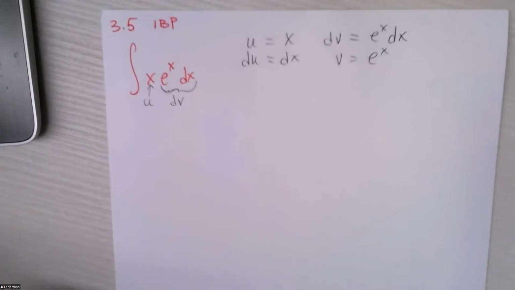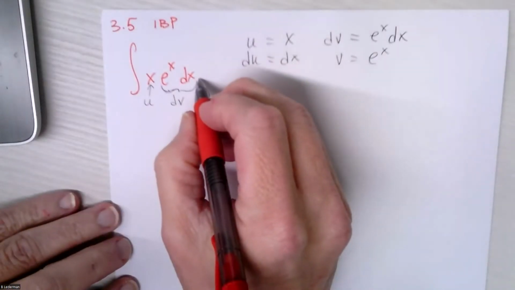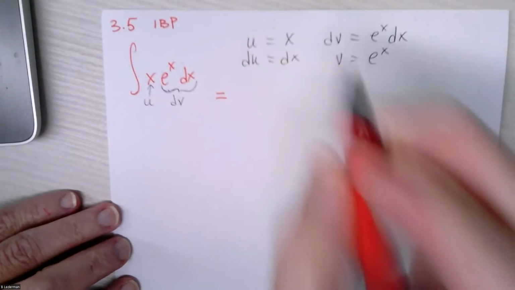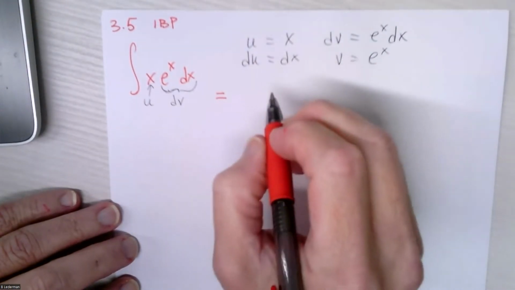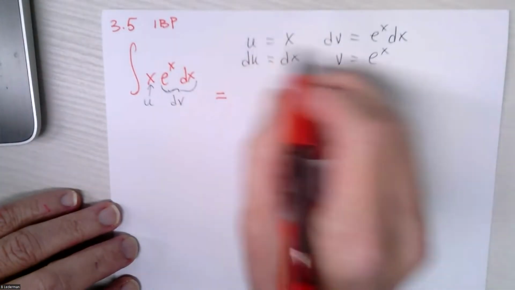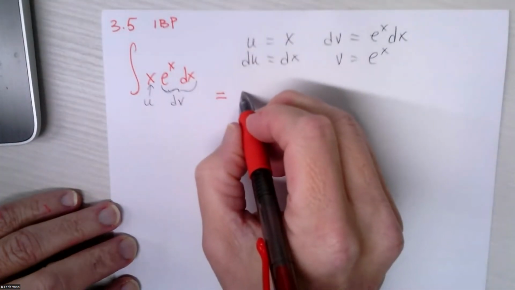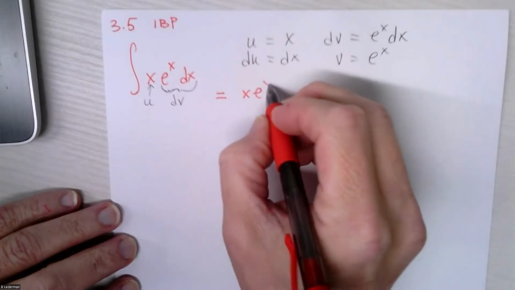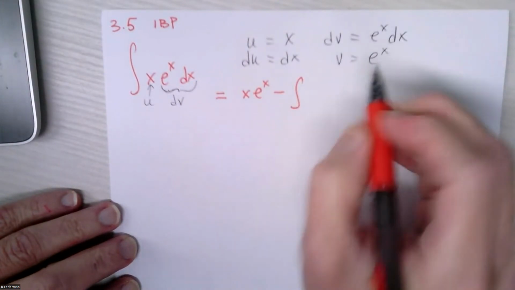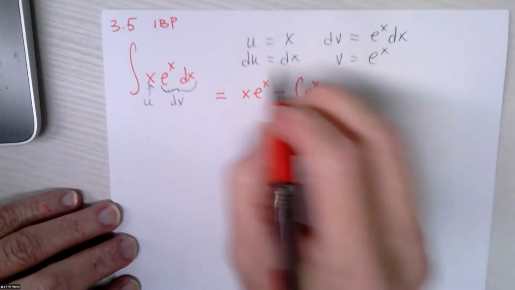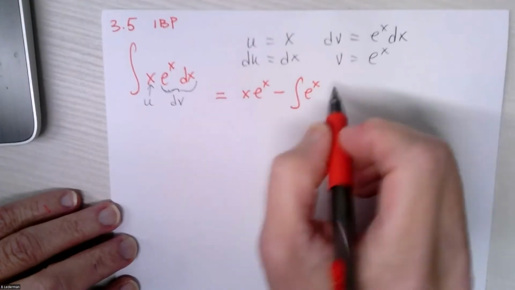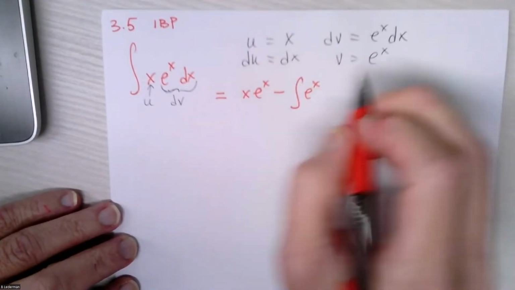So therefore, this integral is equal to uv, which is x e to the x, minus the integral of v du, which is e to the x, and du is dx, so it's just dx.